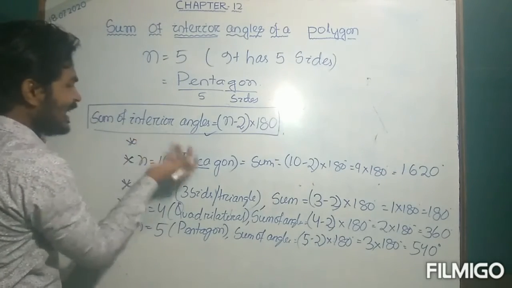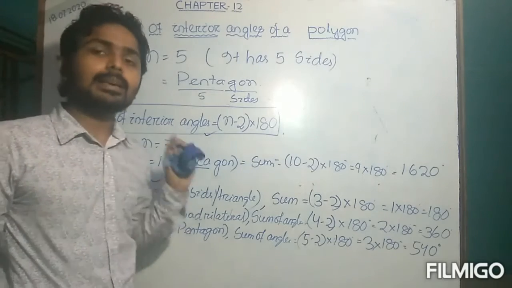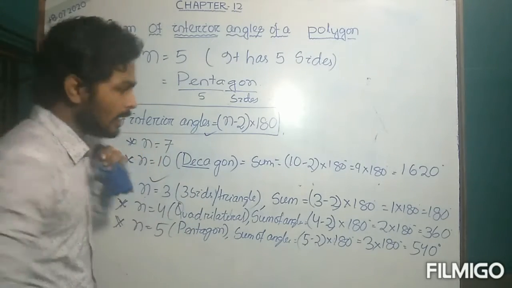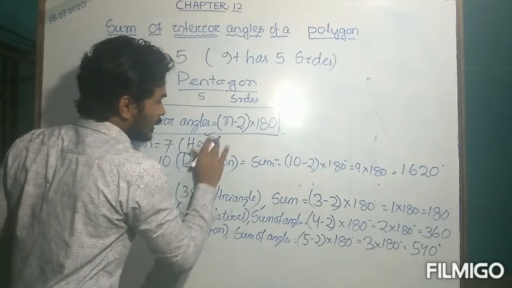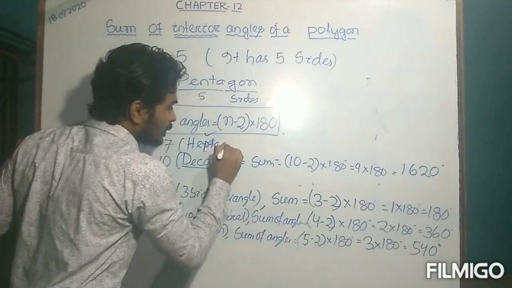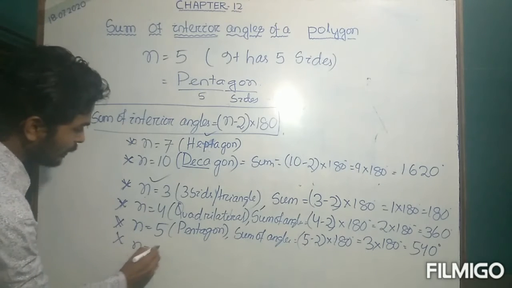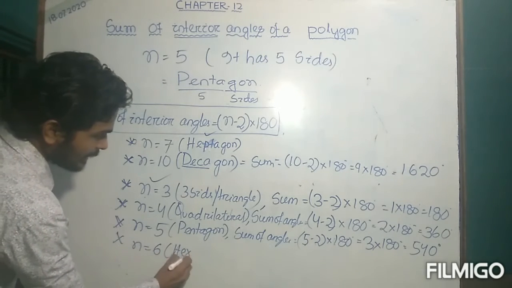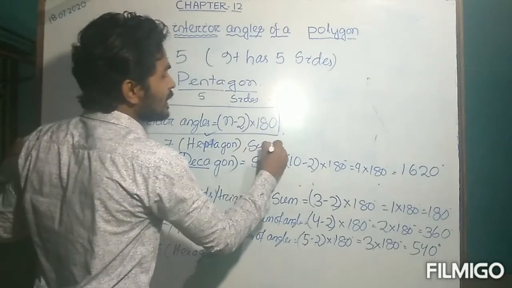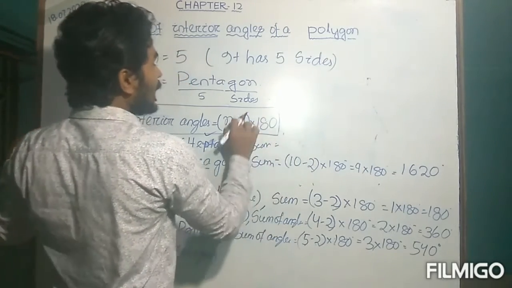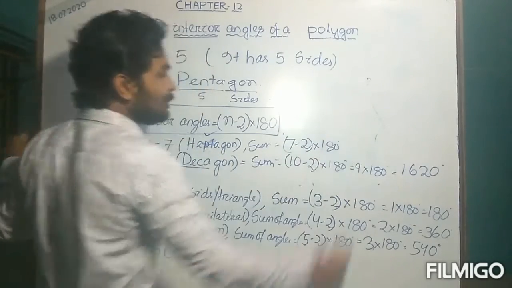So you can take any polygon. Suppose n is equal to 7. N is equal to 7 means it has 7 sides or 7 straight lines. So 7 straight lines means it is known as a hexagon. Sorry, heptagon. Hexagon means n is equal to 6. So for a heptagon, the sum is the same: n minus 2 means 7 minus 2 into 180 degrees.